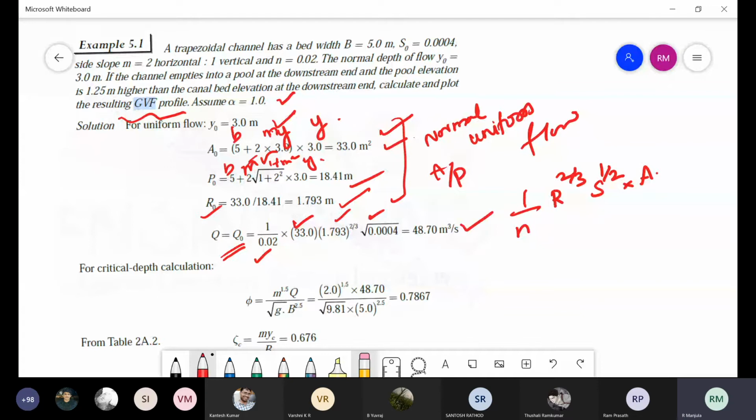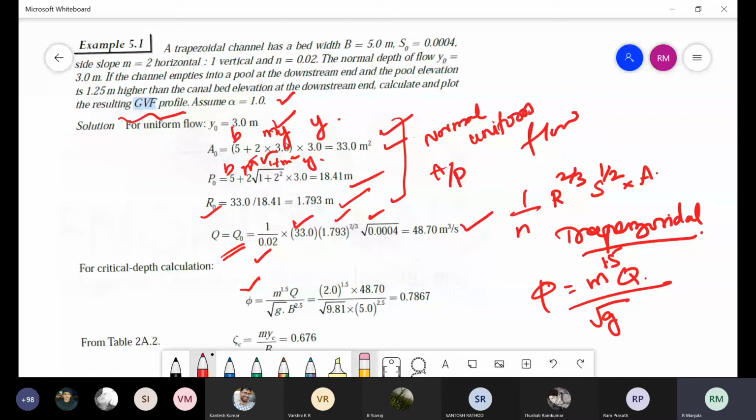Now how to compute the critical depth for a trapezoidal channel. For a trapezoidal channel, the critical flow computation will be phi is equal to m raised to 1.5 Q divided by square root of g into b raised to 2.5. This is the factor phi. It is for the interpretation which you are going to take from the table. Now you know the value of m is 2, Q is known, b is known, find out what is your phi. Now what is table 2A.2?